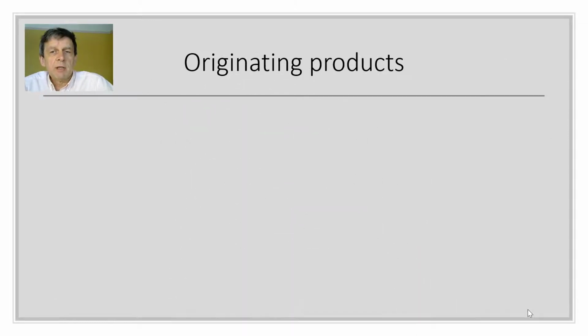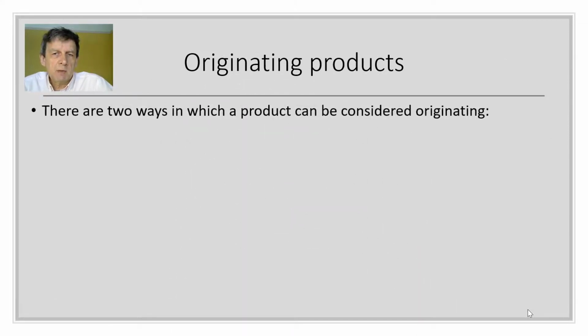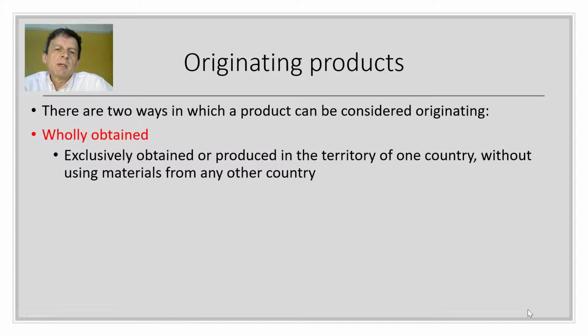There's two ways that you could have originating products. The first is the products are wholly obtained, and that could be livestock, for example, born in the UK, reared in the UK, and so on. They are wholly obtained, and when they move into Europe they should be duty-free because they are wholly obtained in the UK.